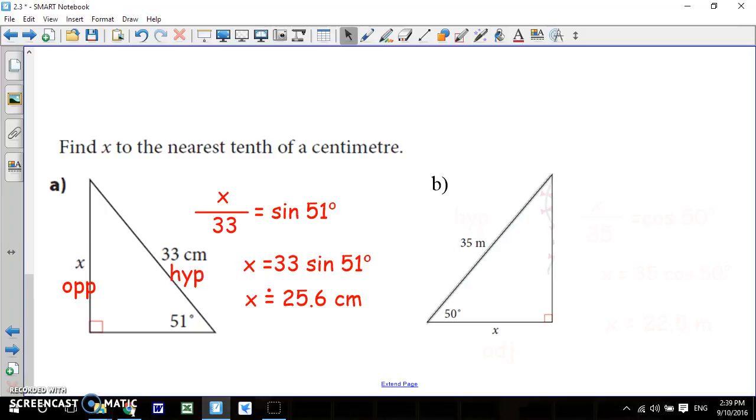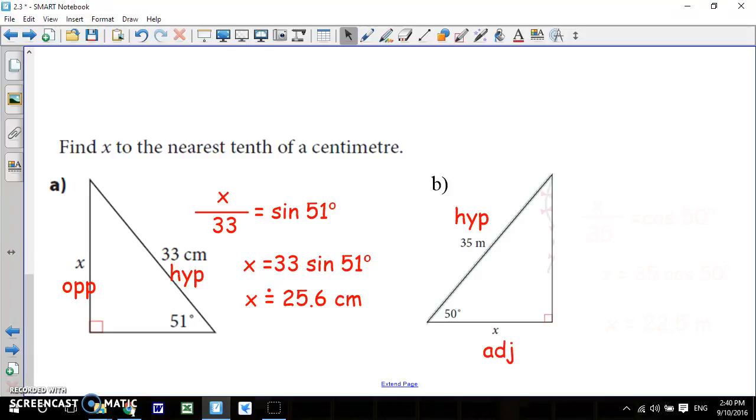Triangle B. So let's see what's different or similar in this triangle. I see the 35 meters. That's my longest side, the hypotenuse. Now, the 50-degree angle is right next to side X. So instead of labeling side X as opposite, you should be calling it the adjacent side.